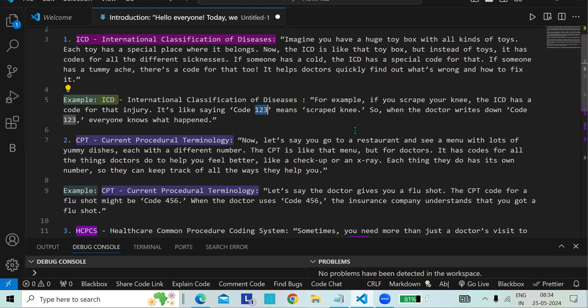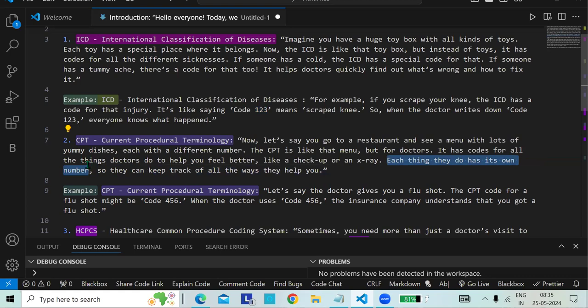They help you. So based upon the dishes, you will be having different numbers. For example, if you have different dishes like biryani, it will have a cost of 200 rupees. Like that only. For X-ray, you'll have some CPT code, and for checkup, you'll have some CPT code. So based upon that, you can specify in the claim form, and that claim will be accepted by the insurance company. So each thing they do has its own number.